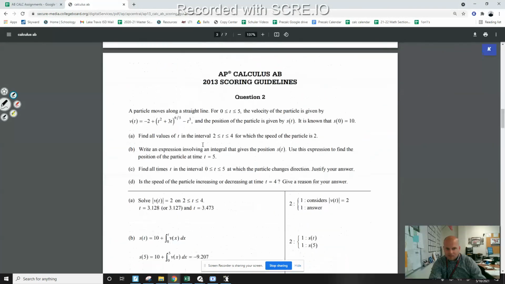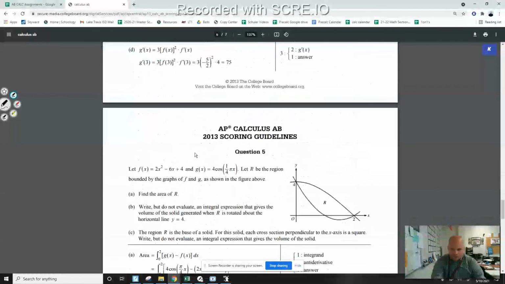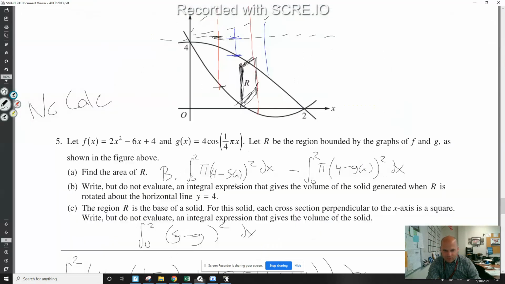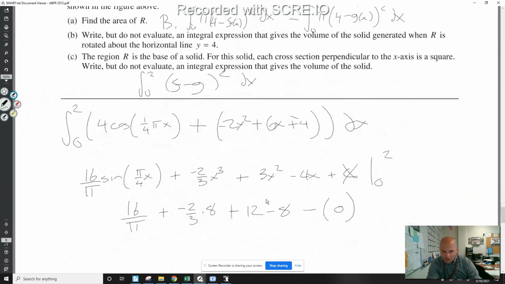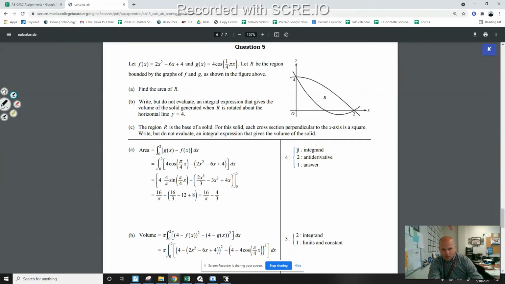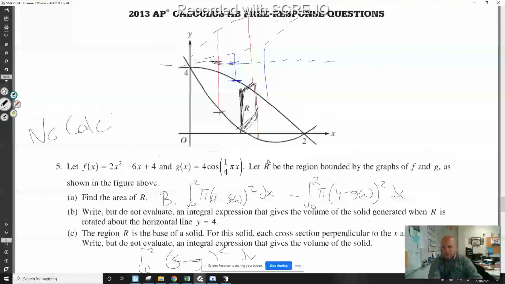Coffee problem. It's a hot coffee problem. 16 over pi minus 4/3. I guess that's minus 4/3. Whatever. You're good. 1 point for your integral, 2 points for your antiderivative, 1 point for your answer. That's my answer. I get credit.